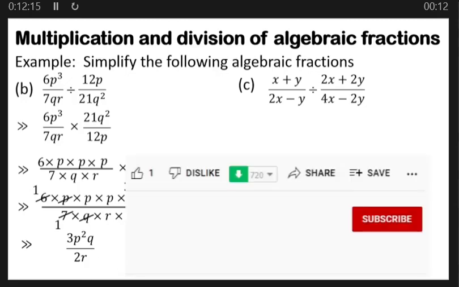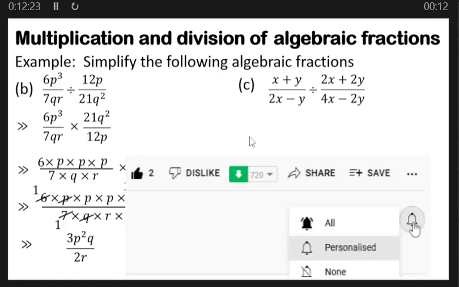Okay, so now we are going to move to C. So this is our final answer. This one has been simplified to this. So let's go to C.